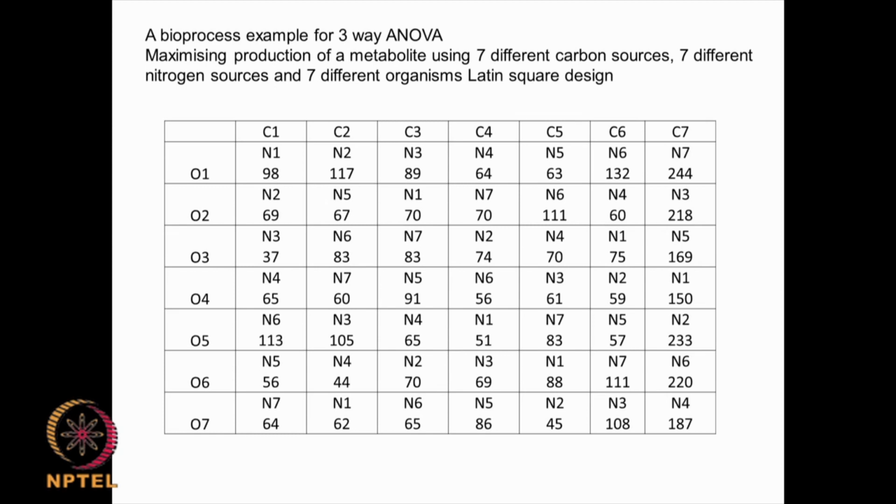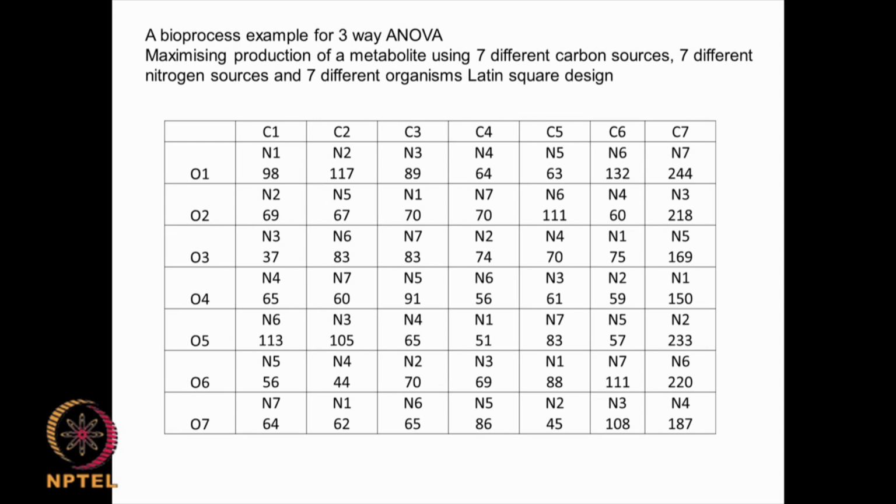We are looking at a metabolite which we want to maximize. Okay, it could be in quantity of milligrams per liter here. So, we have it here 98. So, when I use a certain amount of carbon level 1, nitrogen level 1 with organism 1, I get 98 milligrams per liter of my product. So, suppose if I take this, I am taking carbon at level 7, nitrogen at level 4 with organism 7, I get 187 milligrams per liter.